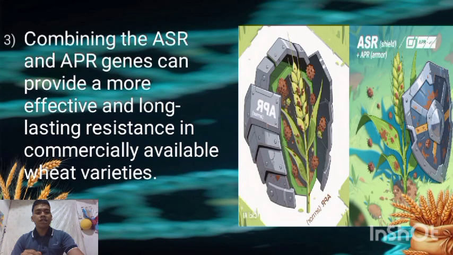So combining the ESR and APR genes can provide a more effective and long-lasting resistance in commercially available wheat varieties. So there are advantages and disadvantages of the two. But when you combine them, it is possible that you can create very resistant genes that you can transgene to your desired host, which will be able to resist many kinds of rust.